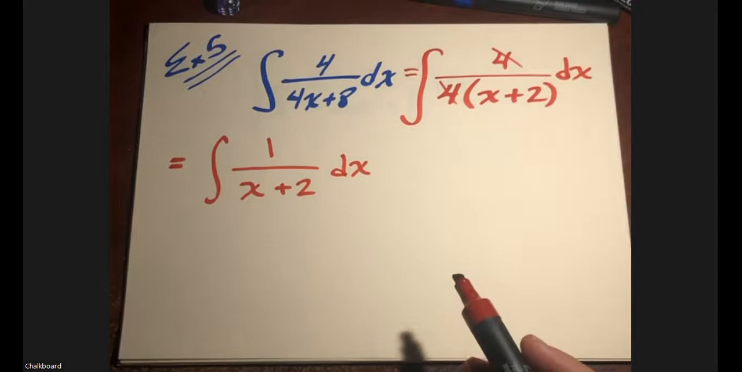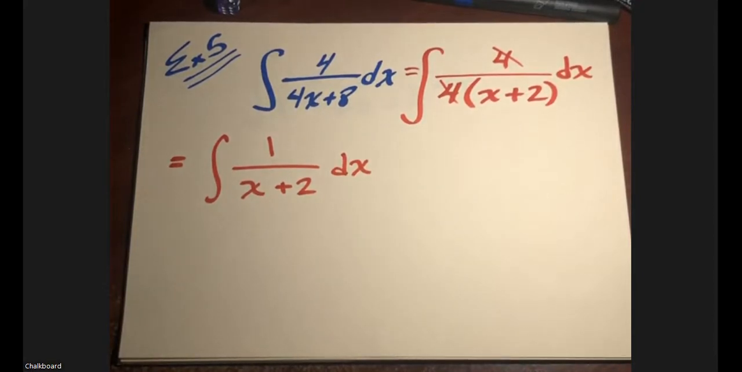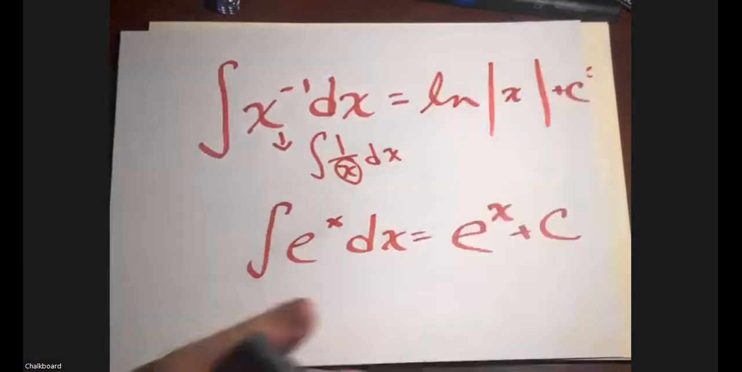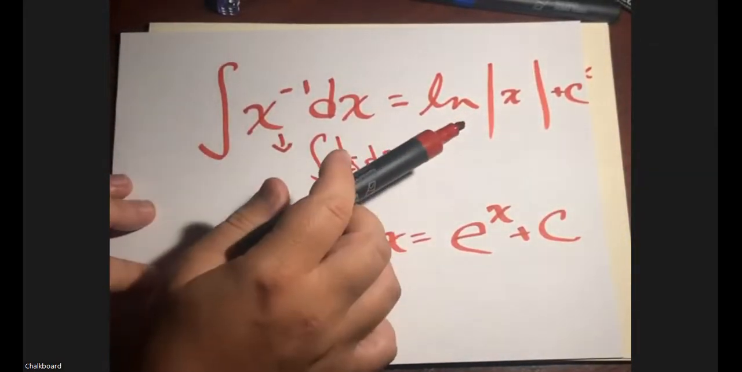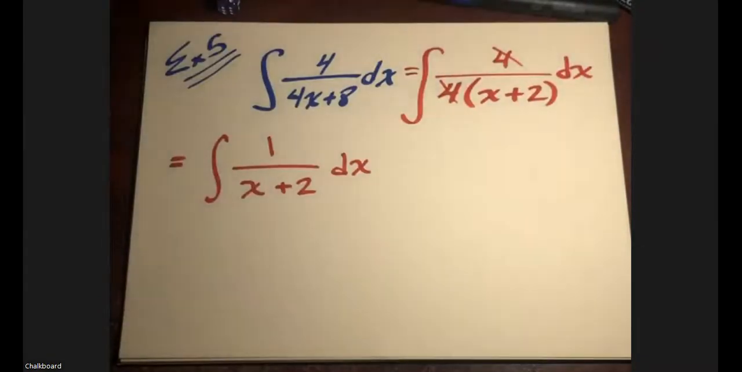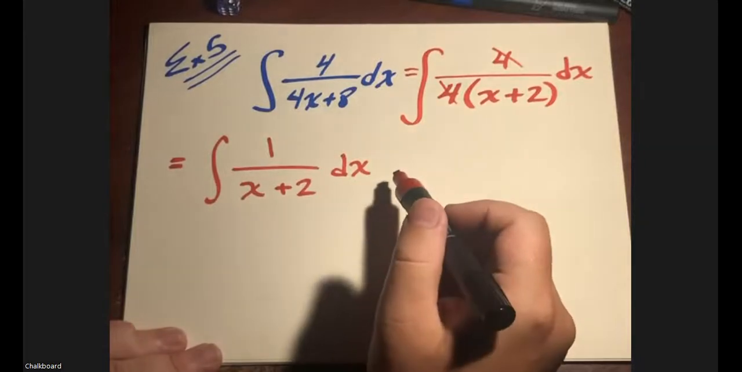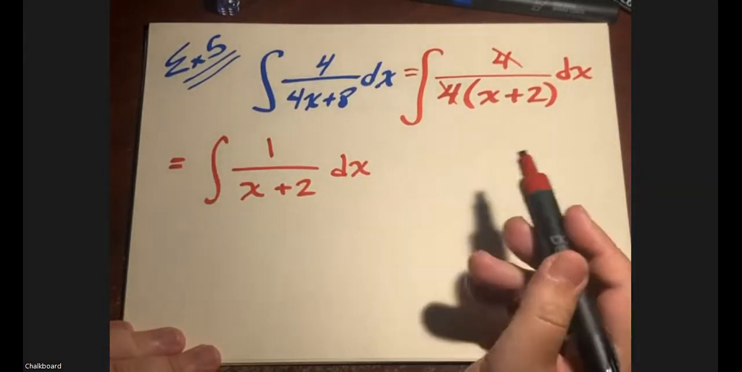Now, this one does follow the model that we're familiar with of finding the integral of 1 over x. Let me get that back out for a minute. There it is. So when we were talking about this, remember, the integral of 1 over x is going to be the natural log of the absolute value of x.